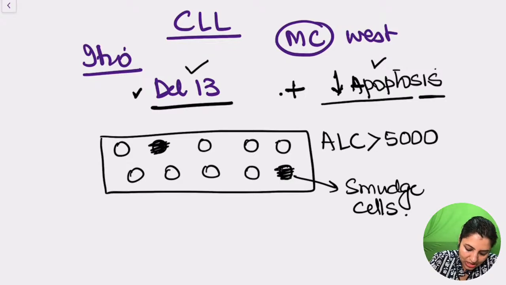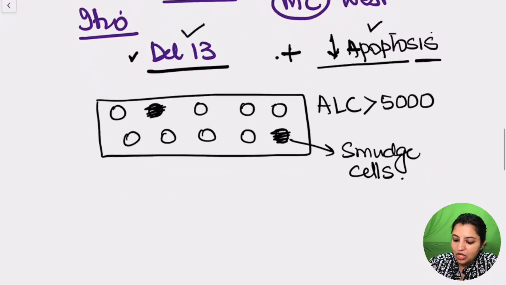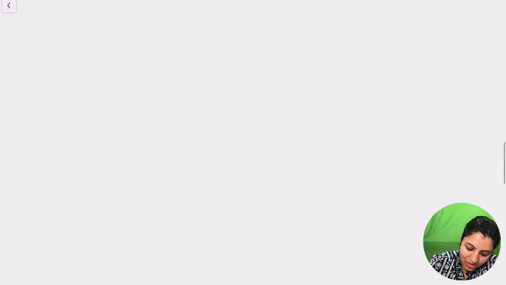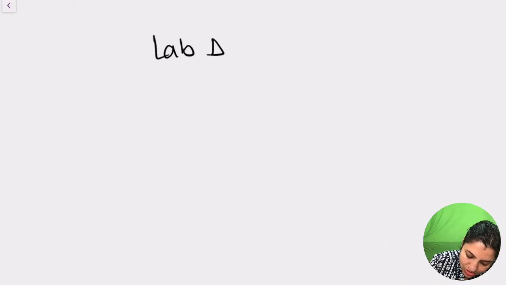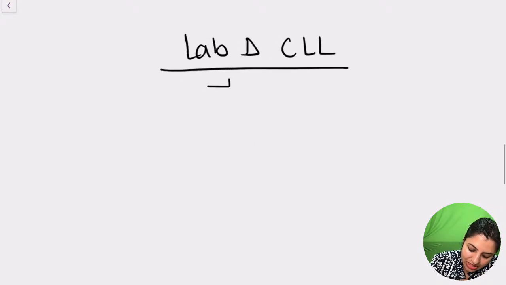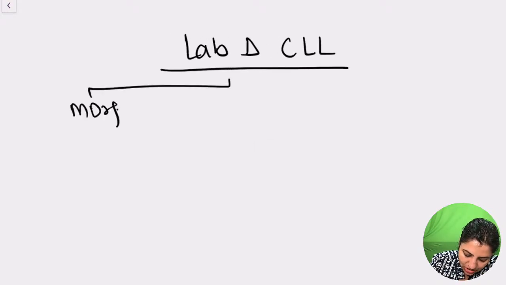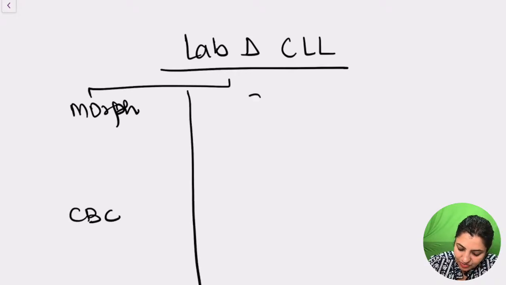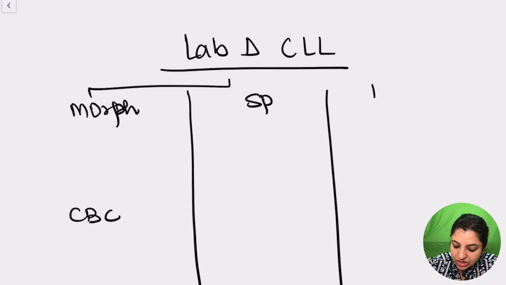So how are you going to make a diagnosis? How are you going to make a lab diagnosis? Let's look at the heading now. Lab diagnosis of CLL. Again, three headings. What is the morphology and CBC? What is the special test? And what is the diagnosis of choice? These are the three headings, right?